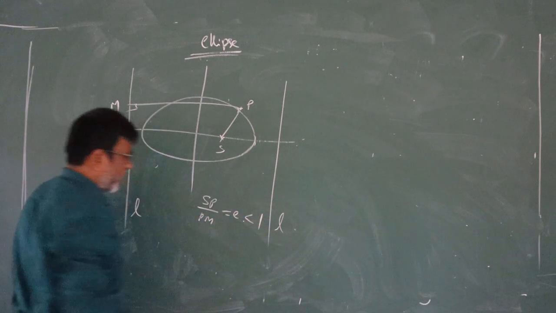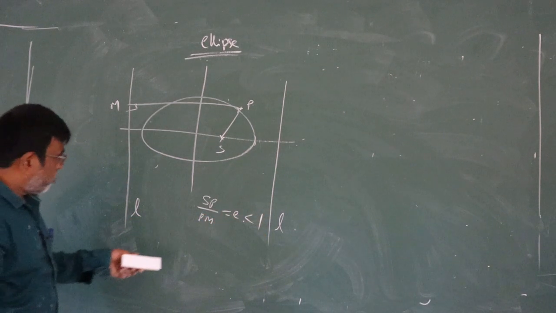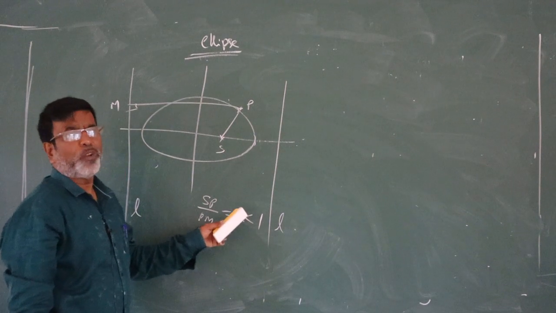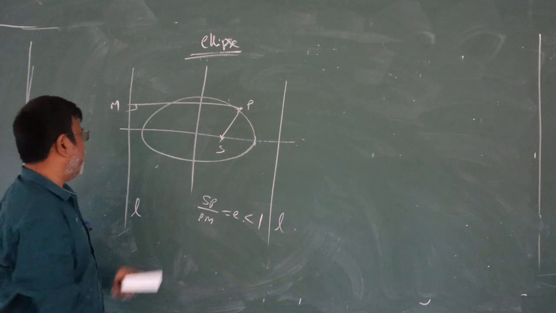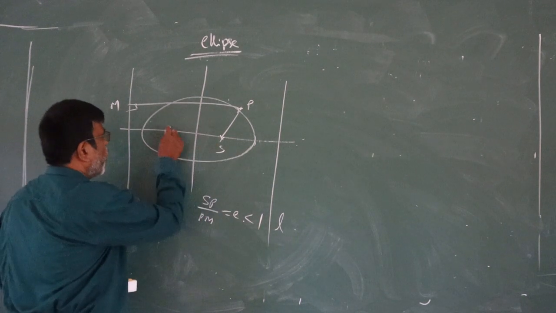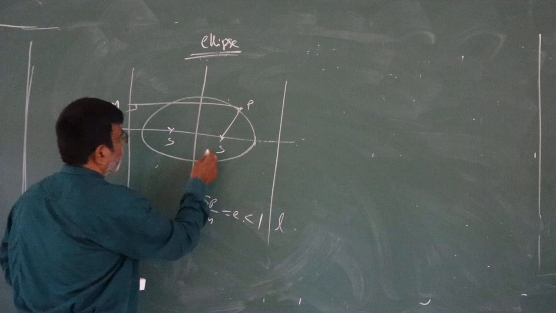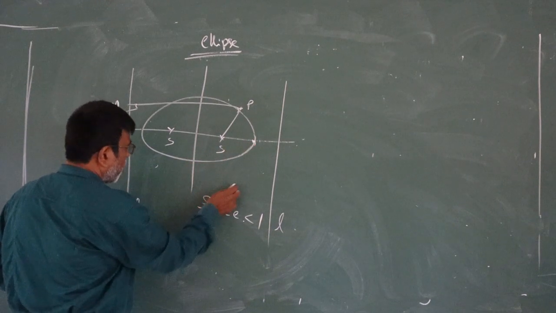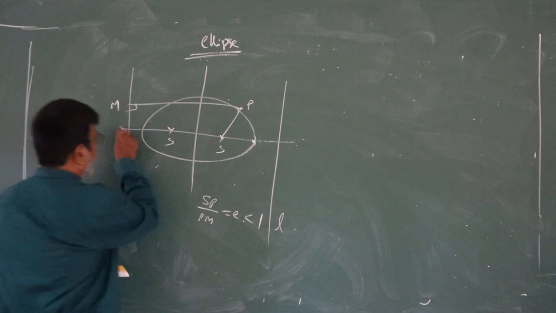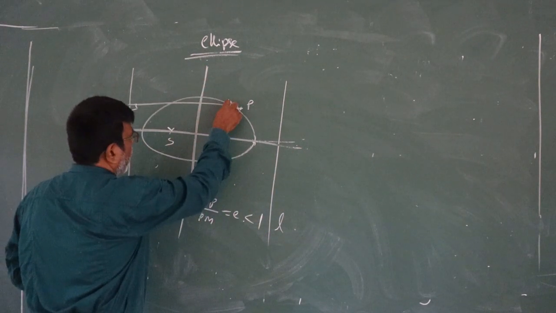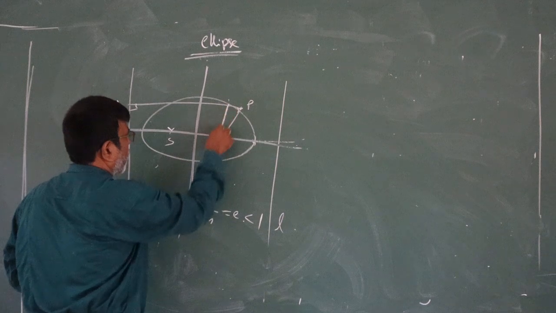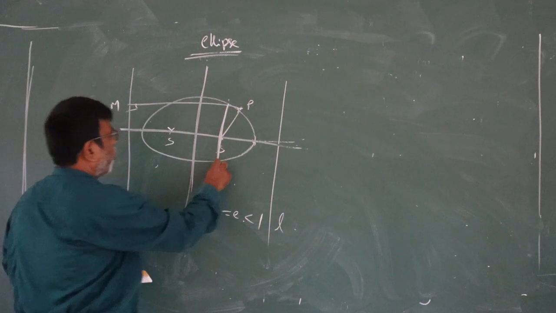E is less than 1. E is called the eccentricity. SP by PM equals E, less than 1. There must be two directrices, two eccentricities. When A is greater than B, we have the major axis and minor axis, and a vertical line perpendicular to that is called the latus rectum. This is the length of latus rectum.